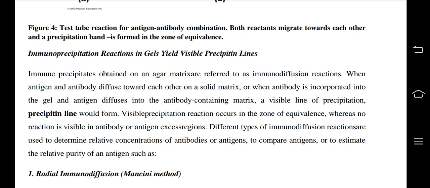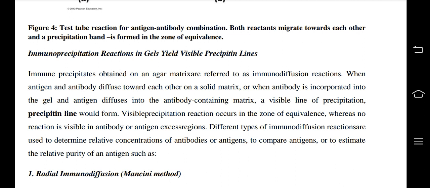When antigen and antibody diffuse towards each other on a solid matrix, or when antibody is incorporated into the gel and antigen diffuses into the antibody-containing matrix, a visible precipitin line would form. A visible precipitin reaction occurs in the zone of equivalence, whereas no reaction is visible in antibody or antigen excess regions.